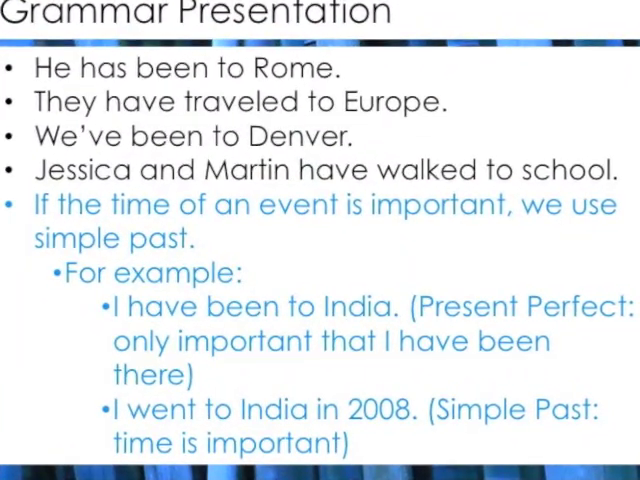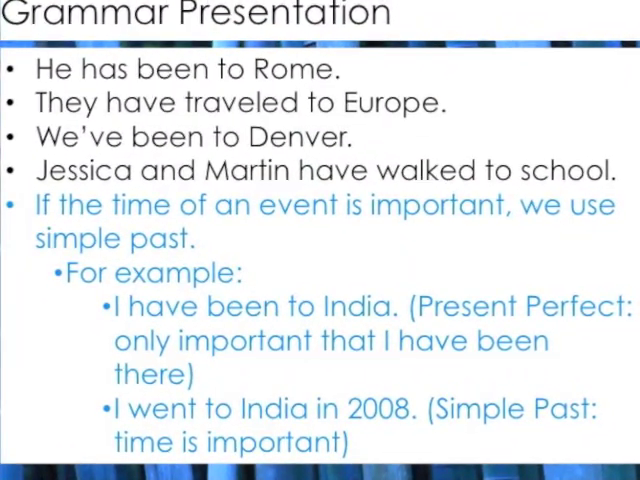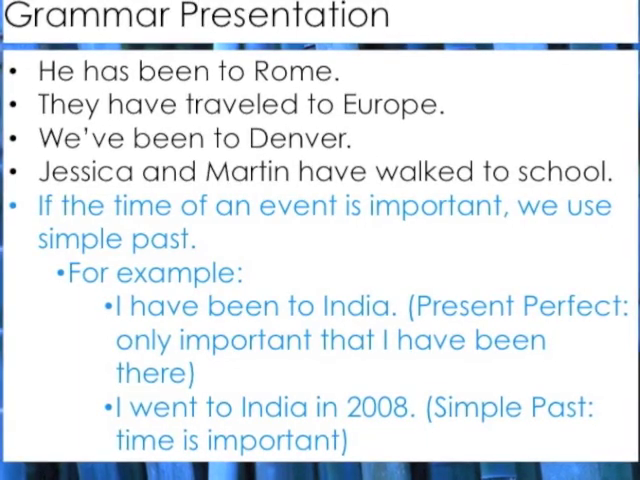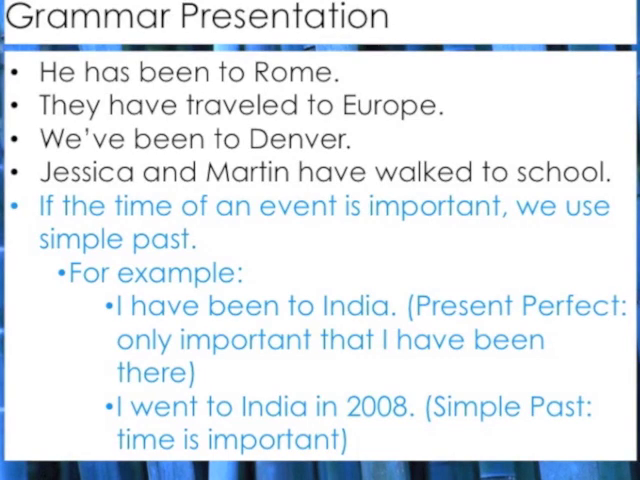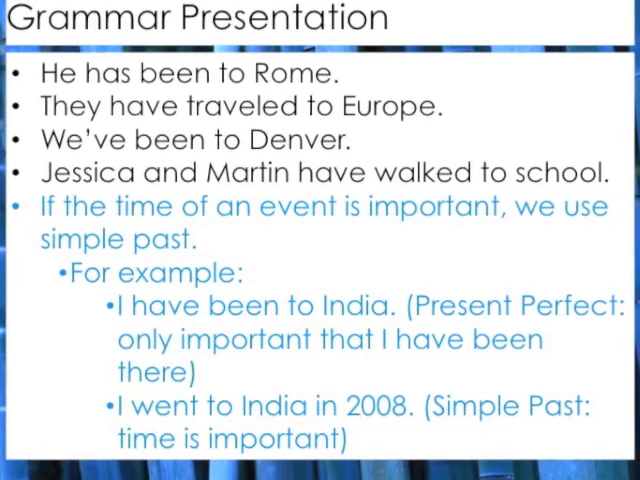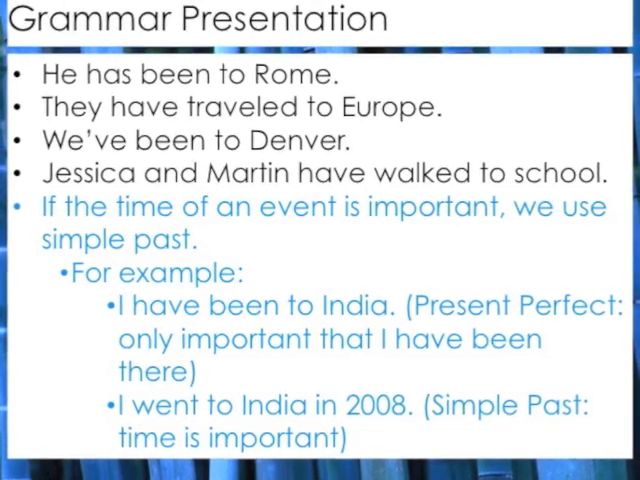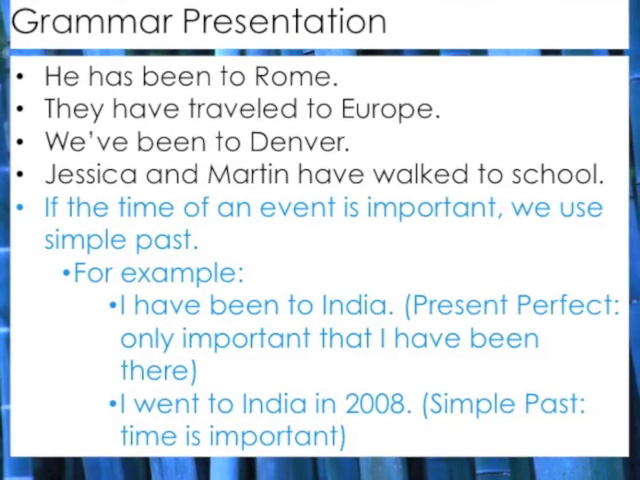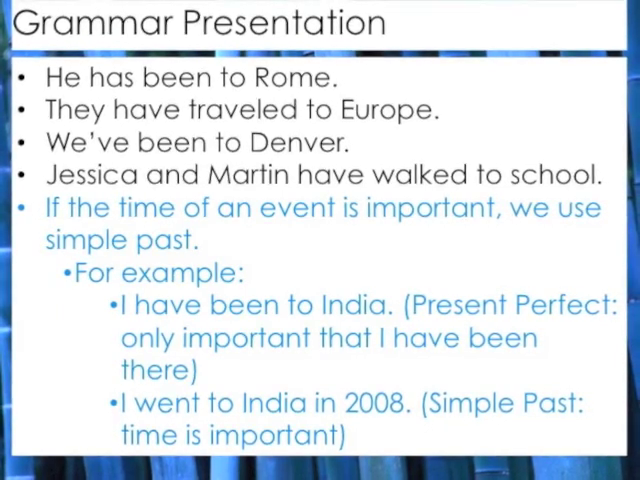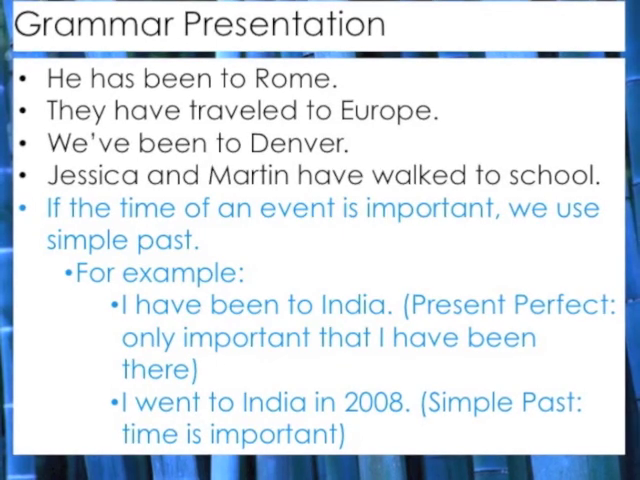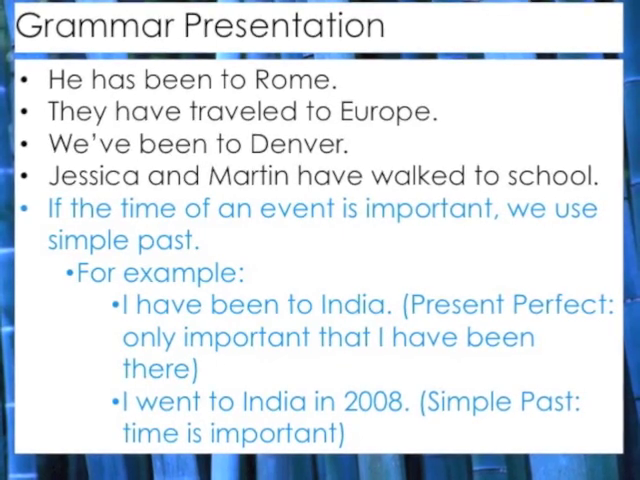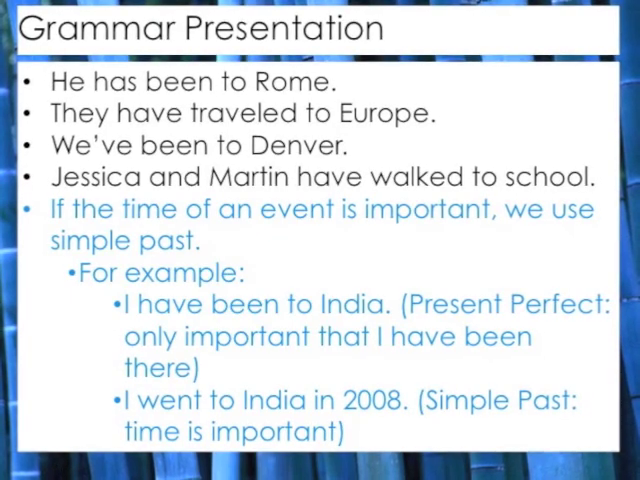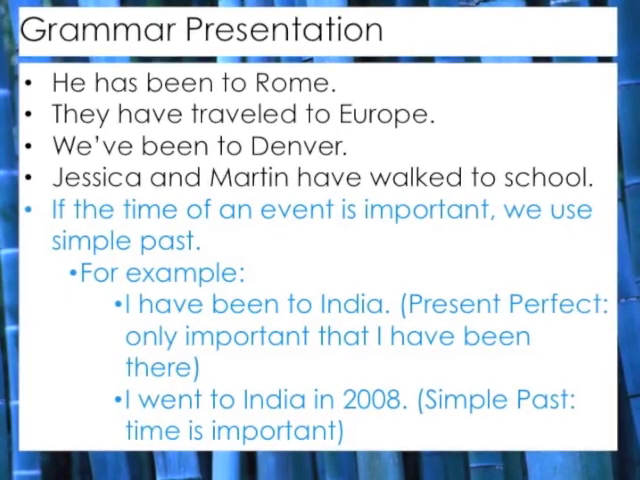If we care about the time of an event, if it's something that's really important, we will normally use the simple past. I have two examples here. I have been to India. That's in the present perfect. It's only important that I have been there. But if you look at the second sentence, I went to India in 2008. This one is in the simple past because the time that I went there is important.